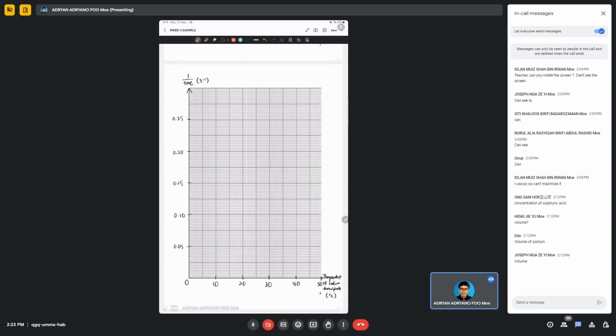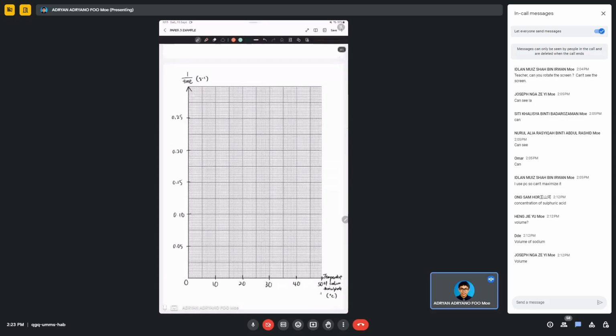Okay, first you count the interval. How many divisions are there? Are there 10? What is 0.05 divided by 10? 0.005, meaning that one square is 0.005. You must know this, because this is the scale that you have set.